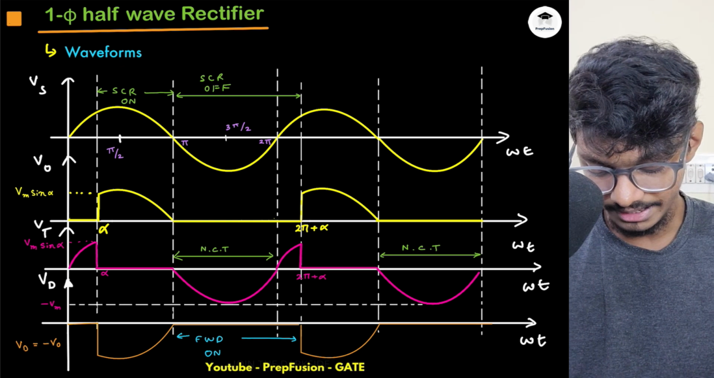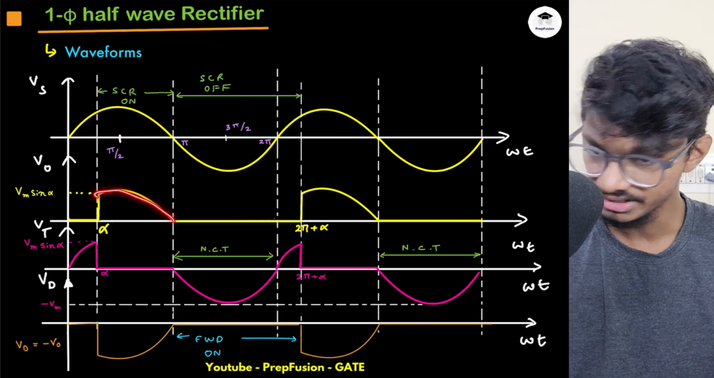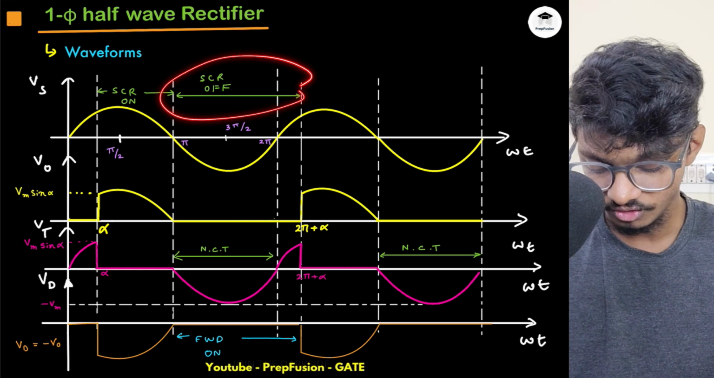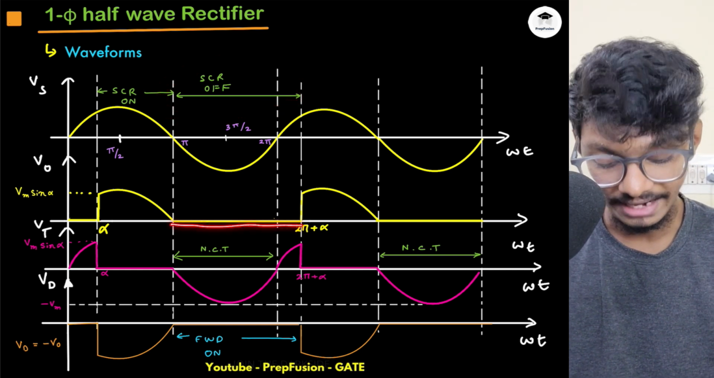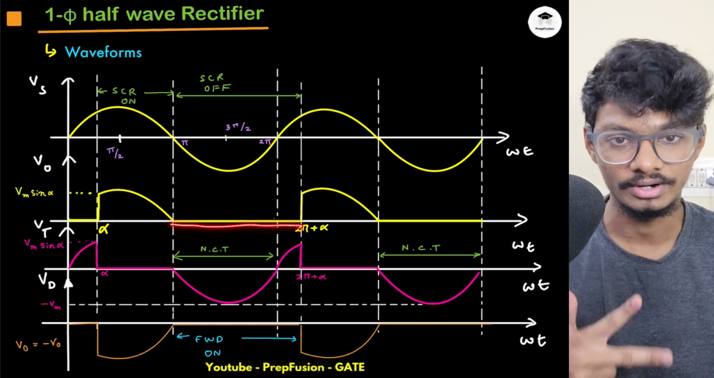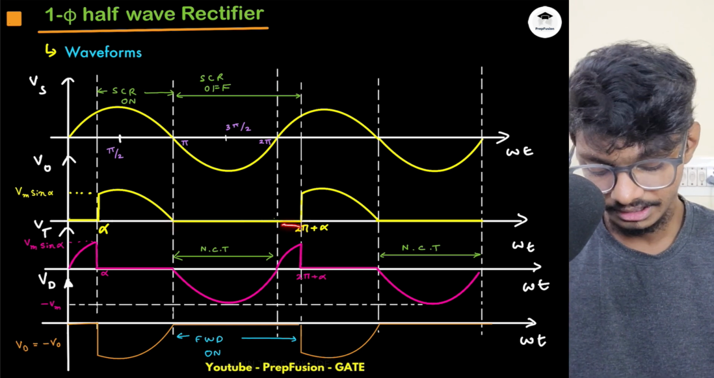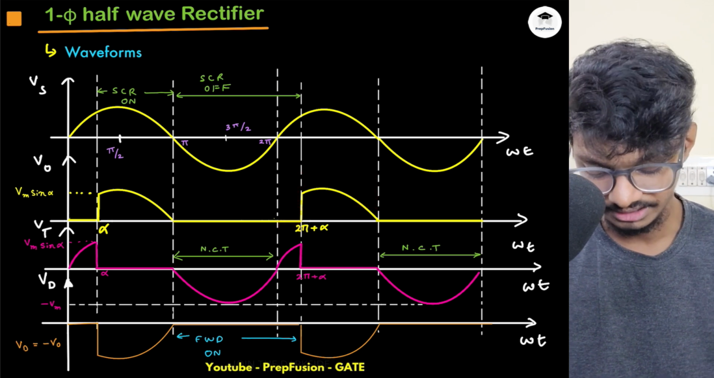When the SCR is on, the output voltage will follow the input voltage. VO will be equal to VS. Whenever the SCR is off, the output voltage will be 0. Why? Because the diode has turned on and the diode is directly connected across the load. It is an anti-parallel diode. Then again SCR turns on and this cycle repeats.